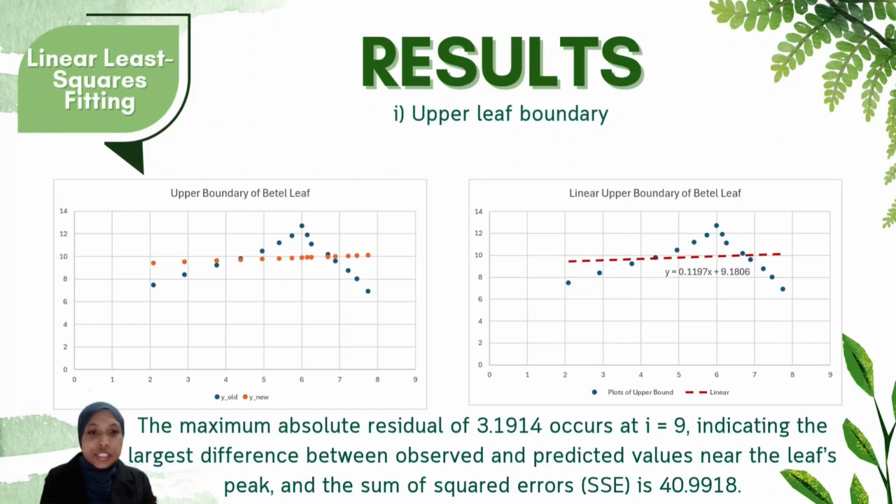As shown in the figure, on the left side we have the observed upper boundary points of the beetle leaf, while on the right side we have the presentation of the linear regression fit for visual comparison with the actual leaf shape. The maximum absolute residual of 3.1914 occurs at i equal to 9, indicating the largest difference between the observed and predicted value near the leaf peaks. The sum of squared errors, SSE, is 40.9918, showing that most predicted values closely match the observed points. You can see the straight line, which indicates the linear fit.